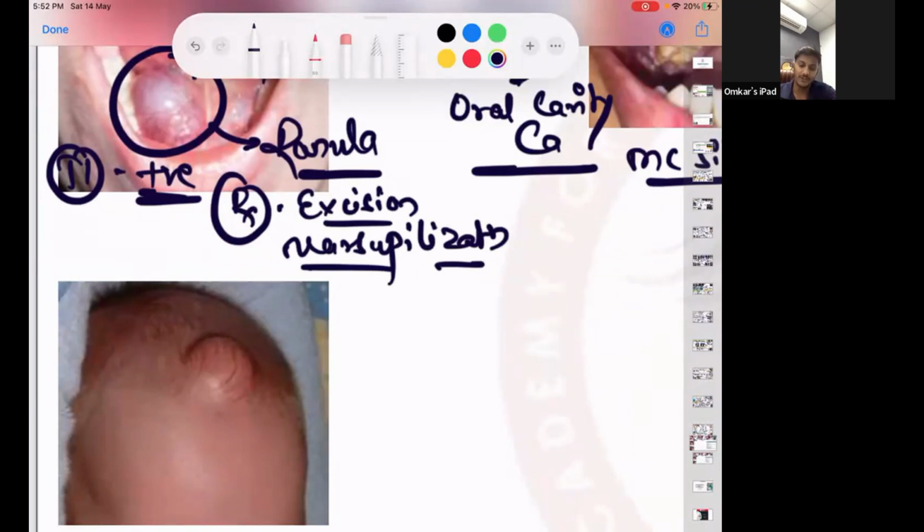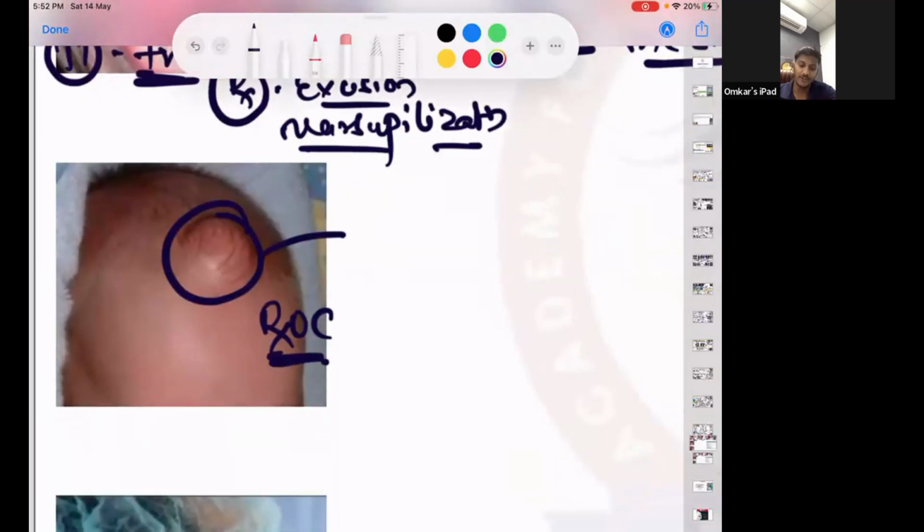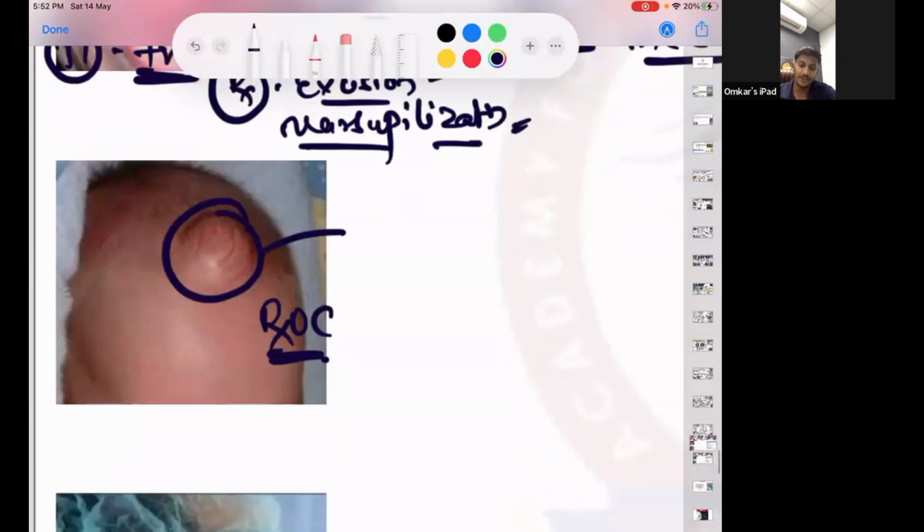Excision is actually better. We try to perform excision if possible. If it is very large in size, then we perform marsupialization, because excision is not feasible in this condition if it is a very large ranula. For a short ranula, excision definitely is the best choice, the treatment of choice for this condition.